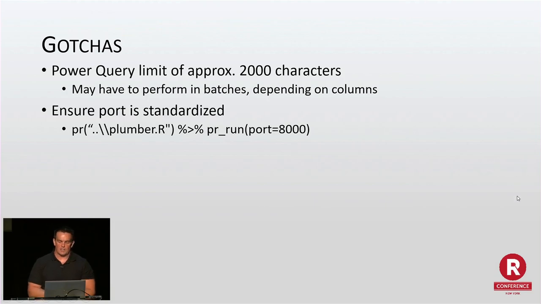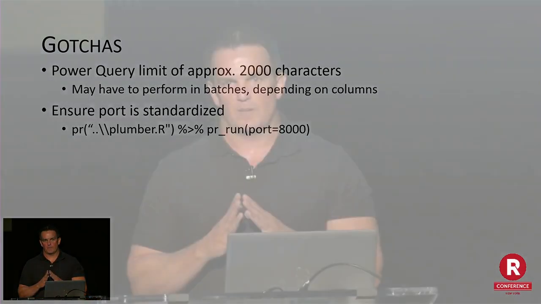And you want to make sure that your port is standardized, like I said before. That way, if something shuts down and opens back up, your Excel template will continue to run because it's pointed to whatever you've set it to. So again, this is not to say, hey, everyone go do this in Excel, but hopefully this gives you an idea how you can use Plumber and API calls to get this cool stuff you're doing in R to the users.